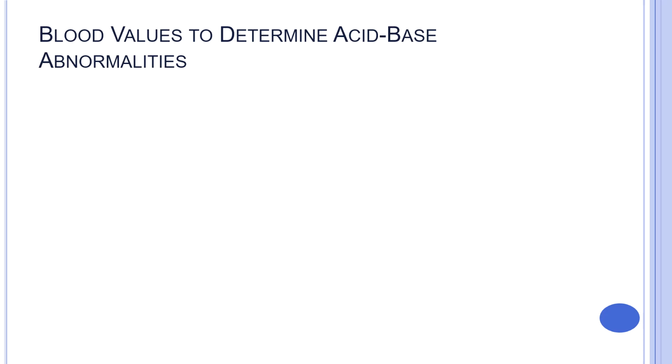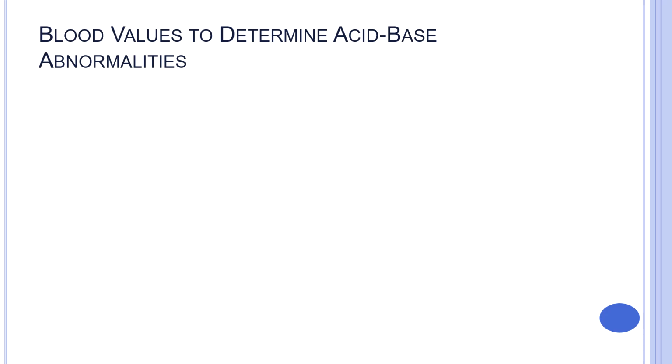Blood values to determine acid-base abnormalities. If you are given the pH, the pressure of carbon dioxide, and the bicarbonate levels, how can you determine which of the four acid-base abnormalities a patient has? First, determine whether it's acidosis or alkalosis. That's important, and put it in your little chart. If it's acid, it's under red. If it's base, it's under green.